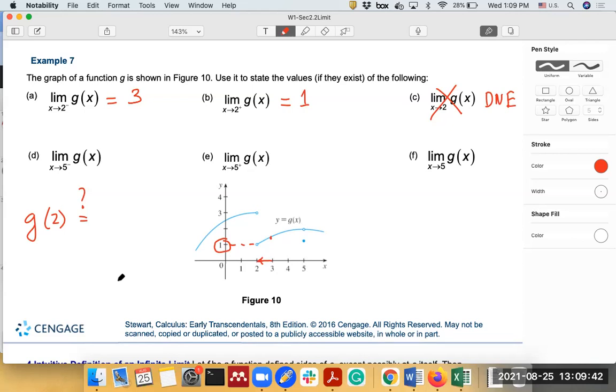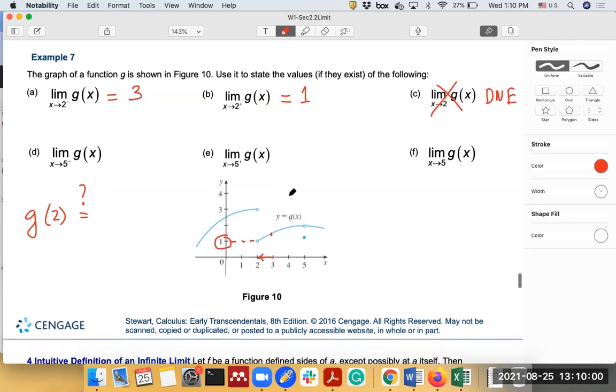2 and 2 plus. 2 plus means that x goes from the right side of 2. 2 minus means x approaches 2 from the left side. That is the only meaning. Any other question?